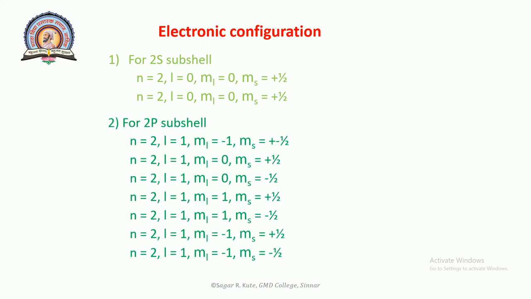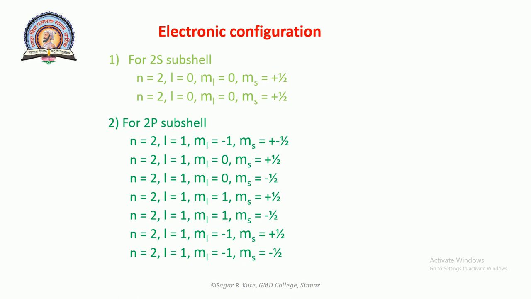Second, for the 2p subshell, n is equal to 2, l is equal to 1, ml is equal to -1, 0 or +1, ms is equal to plus or minus half. So n is equal to 2, l is equal to 1, ml is equal to 0, ms is equal to plus half; ml is equal to 0, ms is equal to minus half; ml is equal to 1, ms is equal to plus half; ml is equal to 1, ms is equal to minus half; ml is equal to -1, ms is equal to plus half; and last, ml is equal to -1, ms is equal to minus half.